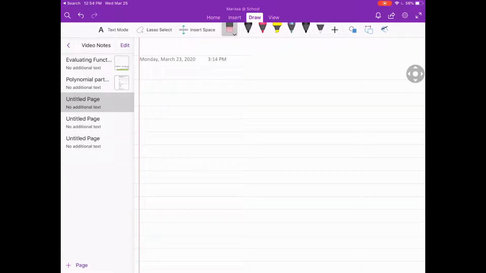Okie dokie. So we are going to start with making a list of some perfect squares, some perfect cubes, and some extra perfect numbers, perfect fourths, perfect fifths, things like that.